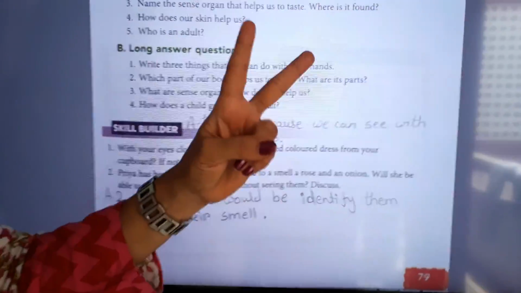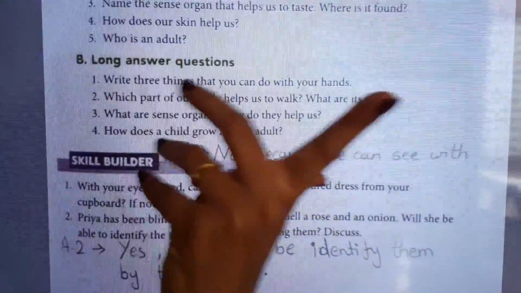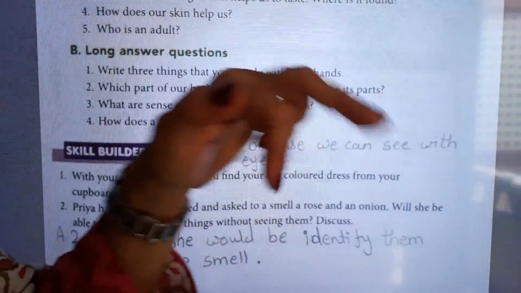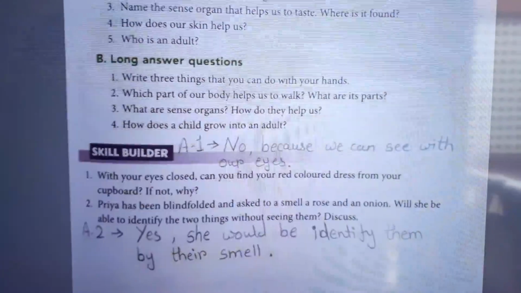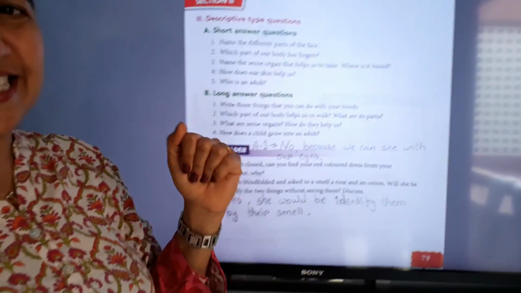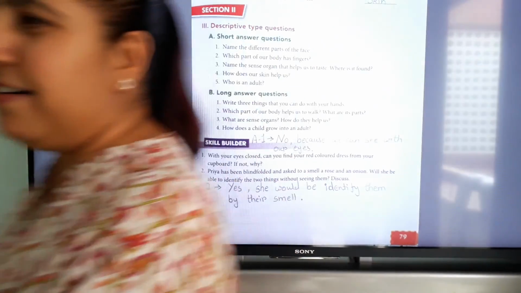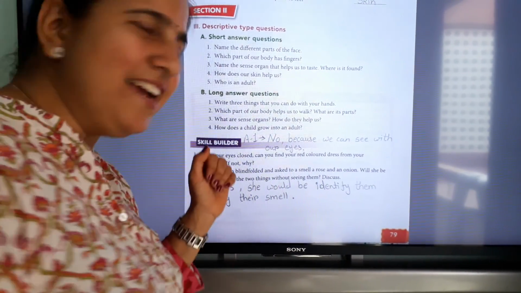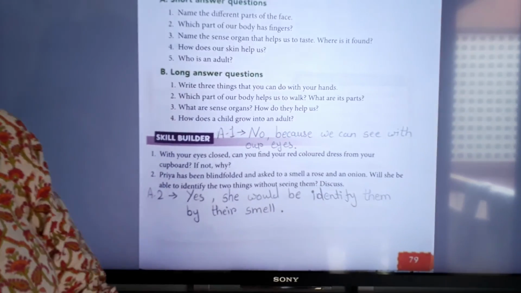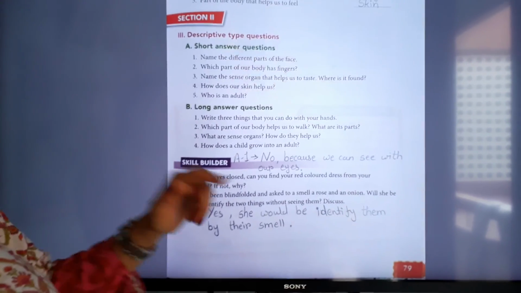Now question number 2. Which part of our body helps us to walk? Show me. Yes, it is very easy. Our legs help us to walk from here to there and there to here. Our legs help us to walk.